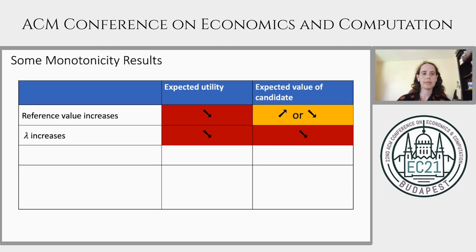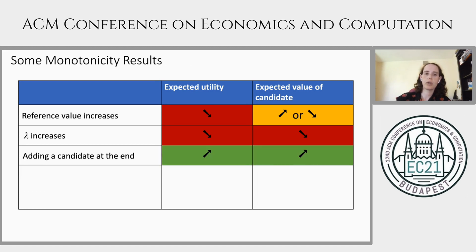Another parameter that we consider is the number of candidates. So for unbiased agents, as the number of candidates increases, the expected value may only increase because one can simply ignore the new candidates. Here, the answer is that the behavior depends on where we place the new candidates. So if the new candidates are placed at the end of the sequence, then it's still the case that adding more candidates may only help and increase the expected utility and expected value.